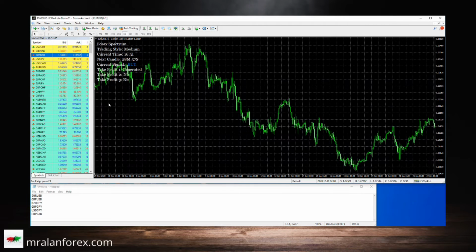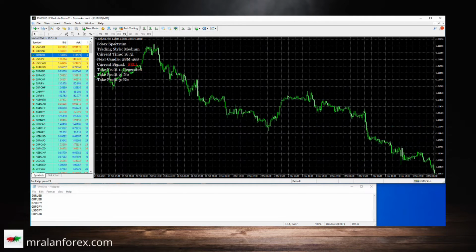Here we are, Forex Spectrum, and just want to reset everything. So if I switch from one time frame to the other and back, then all the arrows get refreshed. So let's go back to the hourly time frame from here.